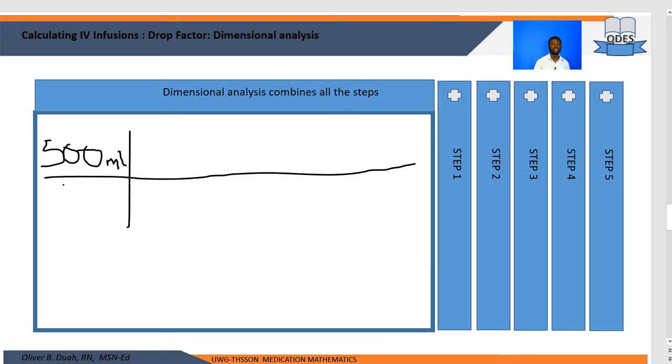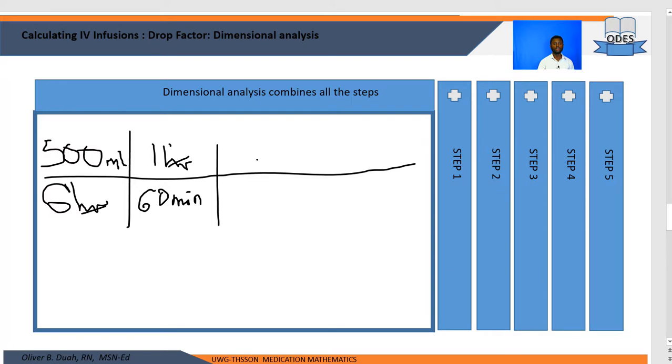This is to be given in 6 hours. But for every hour, we know that we have 60 minutes. Okay, so hour will cancel hour. Now we have ml per minute.